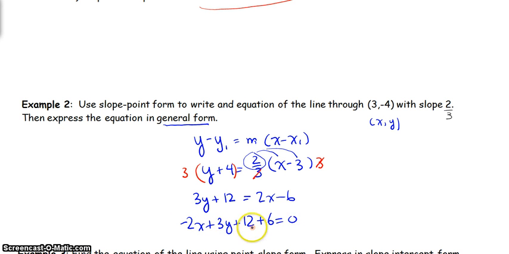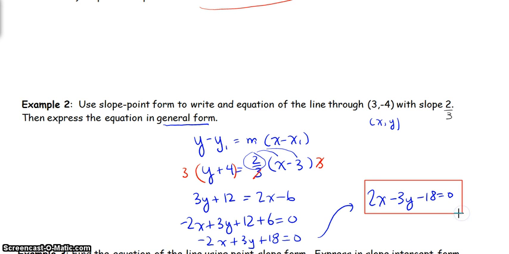And collecting like terms. And oops, my x is positive. Let's do one last little change. And now I have general form using a point and the slope of a line.